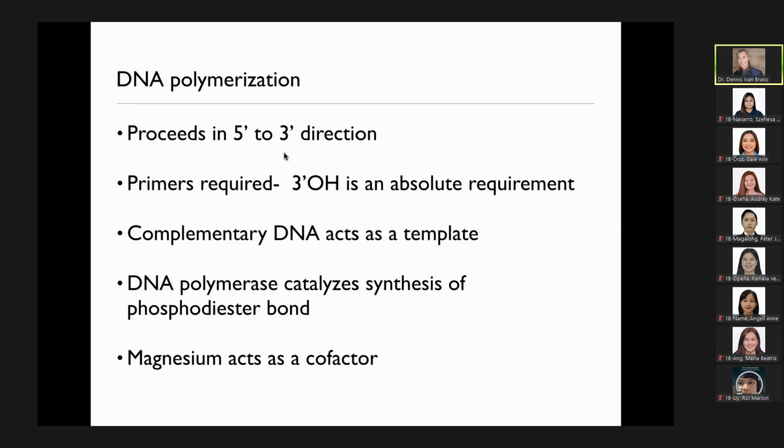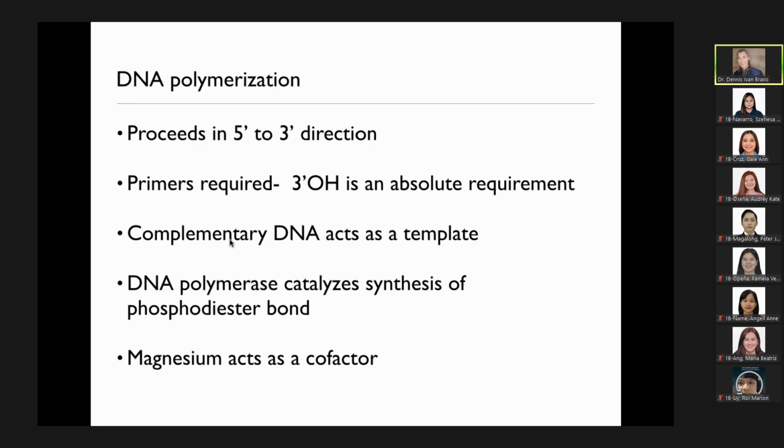And what is the reason for this? The 3' hydroxyl group is an absolute requirement for the formation of a phosphodiester bond. As a matter of fact, the enzyme DNA polymerase cannot synthesize a phosphodiester bond de novo. That means from nothing. There should be a pre-existing 3' hydroxyl group. Thus, primers, which are composed of RNA, have to be already present before DNA can be polymerized. It is an absolute requirement.